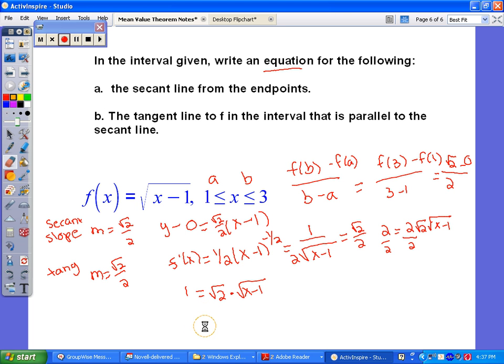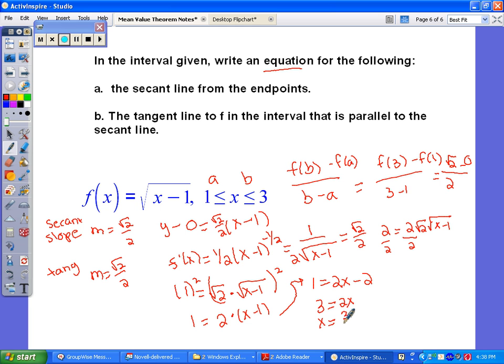If we come back a step, we can actually square both sides. So if I square both sides, I get 1 is equal to 2, because I can square each one individually since I'm multiplying, times x minus 1. And this will make it easier to solve. So I get 1 is equal to 2x minus 2. And if I add 2, I get 3 equals 2x. So x equals 3 over 2.